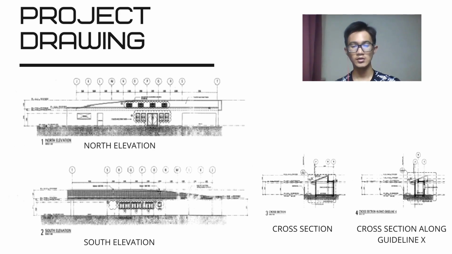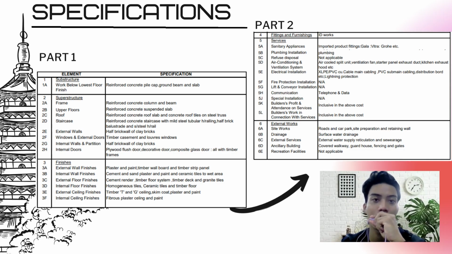Hello, my name is Muhammad Muizuddin bin Mahzani. Next, I will continue with the specification of the project. Generally, the project specification is divided into 6 categories. Firstly, the bungalow uses reinforced concrete for the pile cap, ground beam, and slab underwork below the lowest finishes. Next, superstructure. The frame, upper floor, roof, and staircase use reinforced concrete to construct the bungalow.